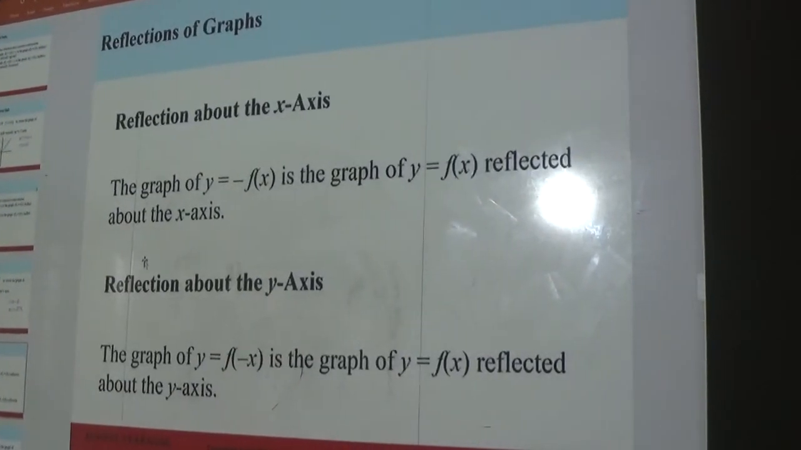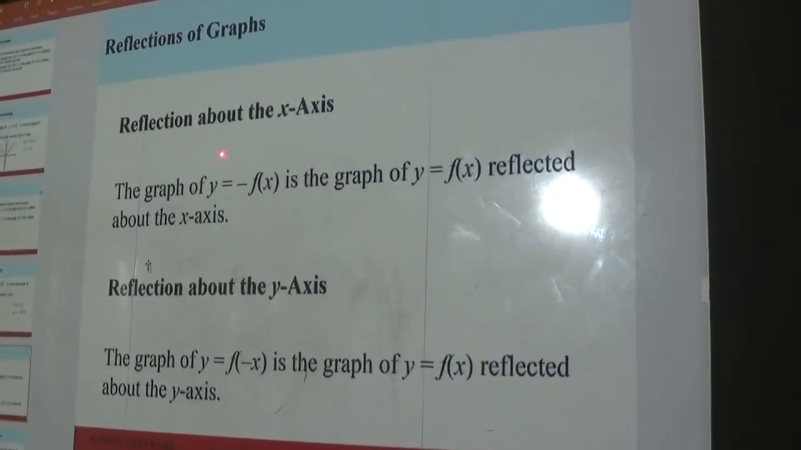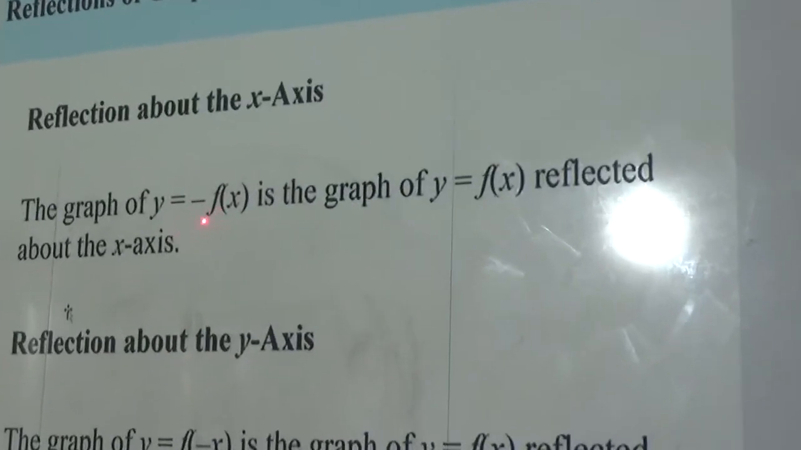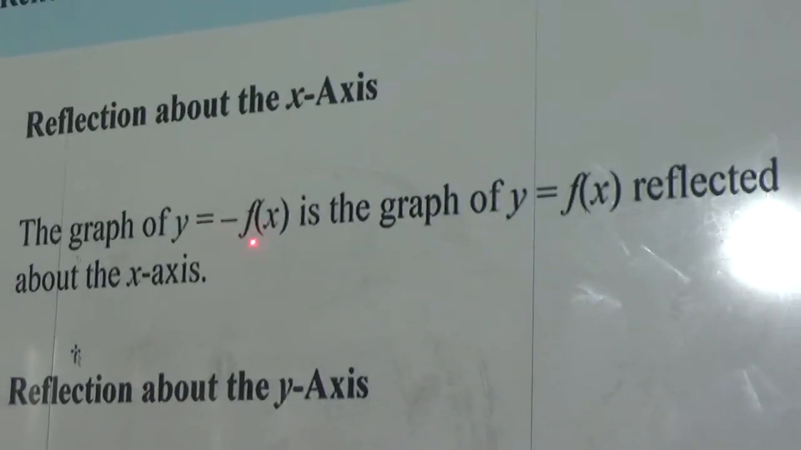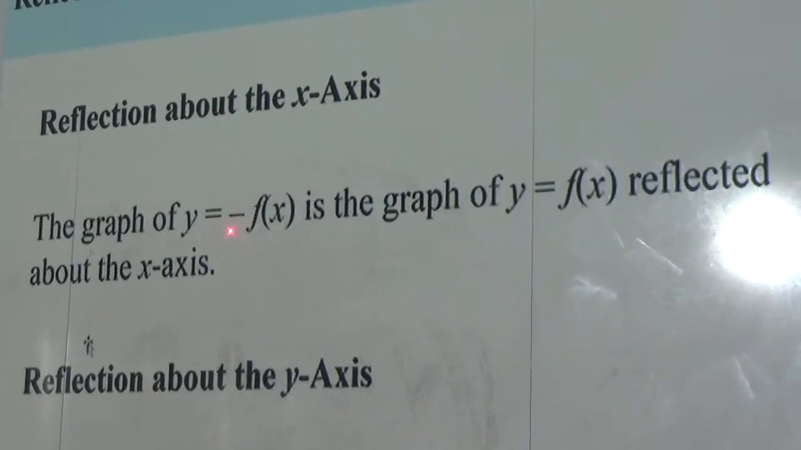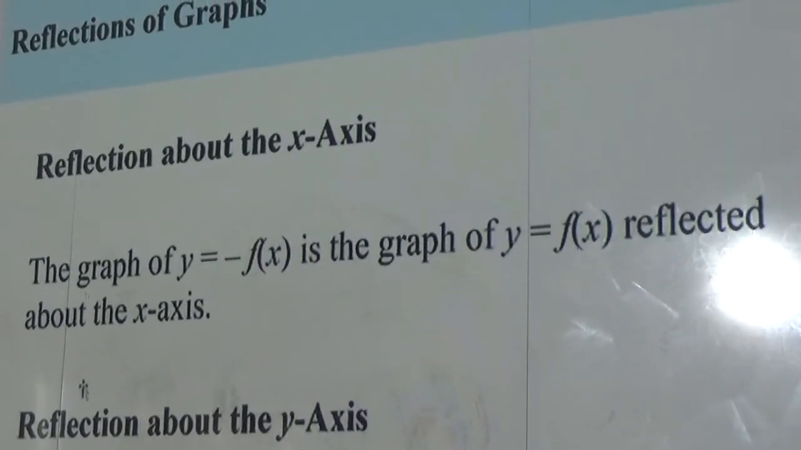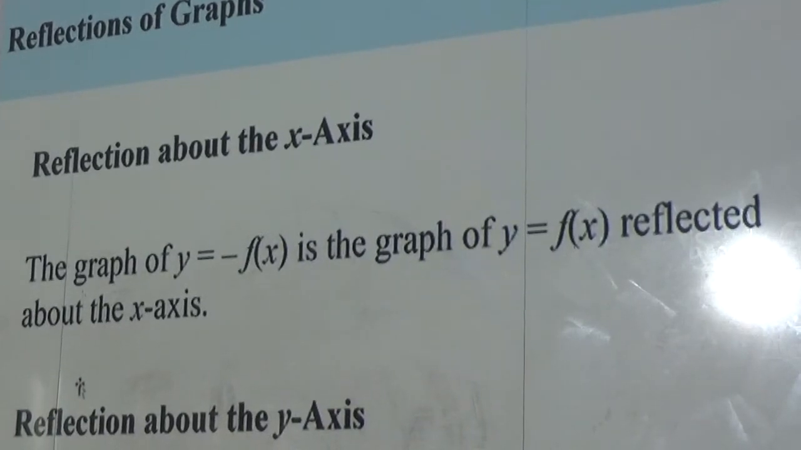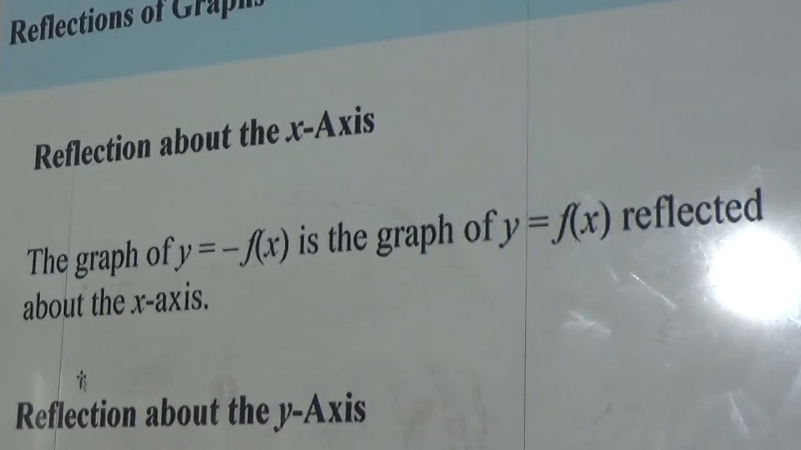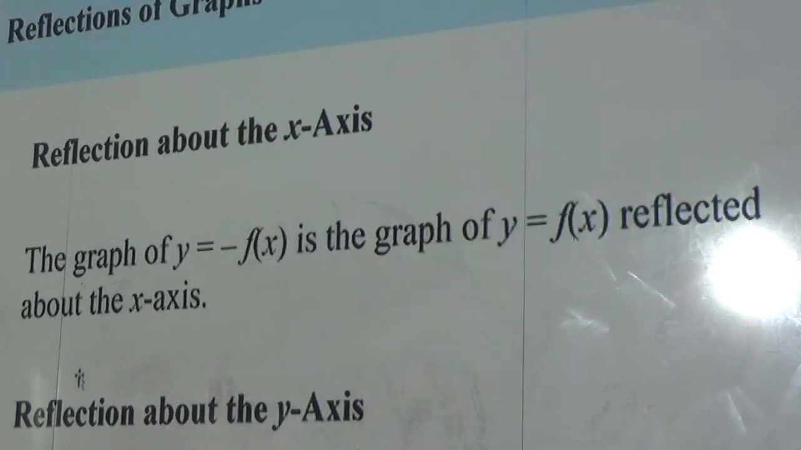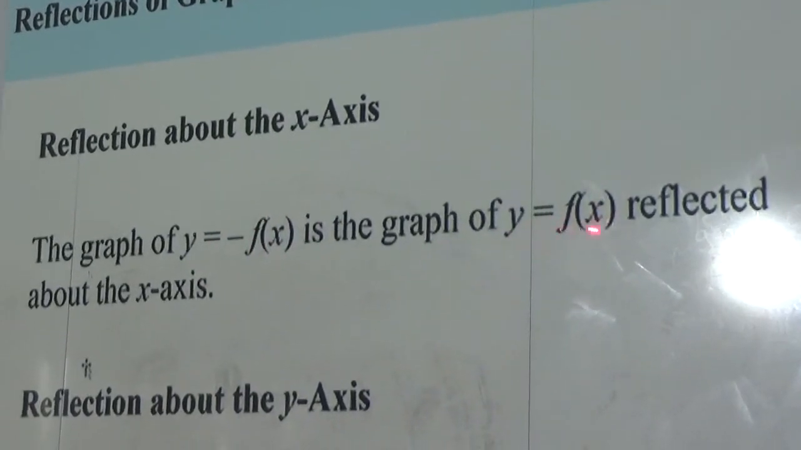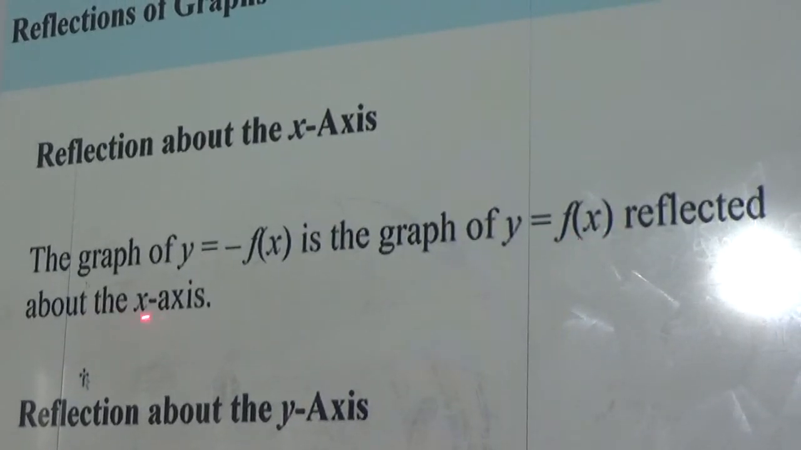And then we'll look at these reflections. When we take the negative of the output, we take a function and then take the negative of the output. Again, think of what we're doing. We're taking the negative of the y. So if the y value was above the x-axis, now it's going to be below the x-axis. If it was below the x-axis, now it's going to be above the x-axis. We're changing the sign of the output, which would reflect the graph about the x-axis.